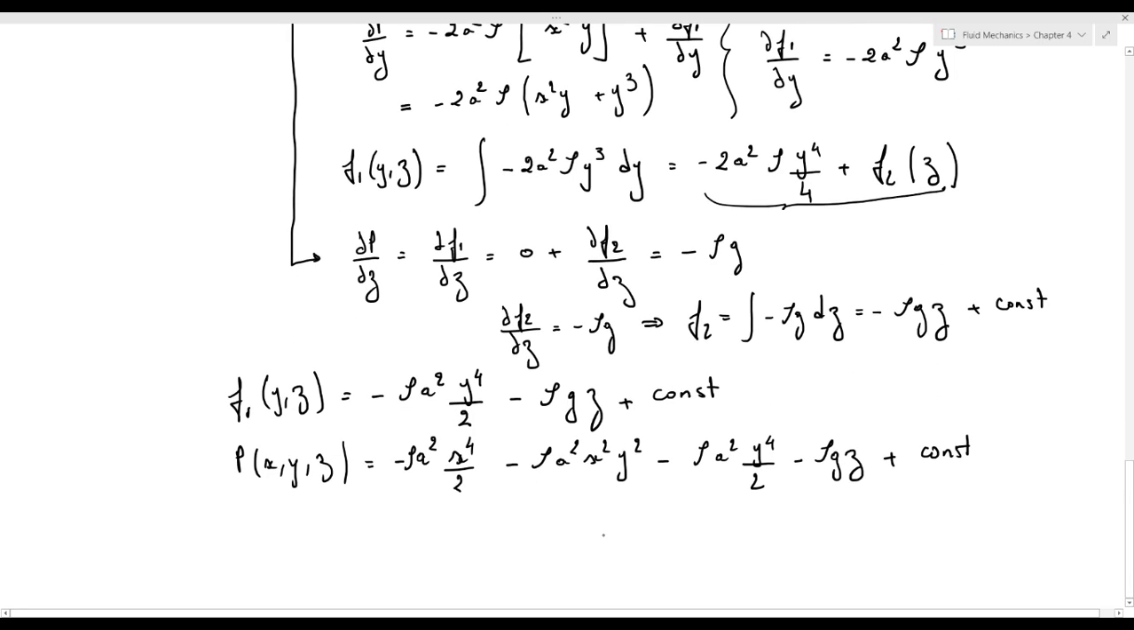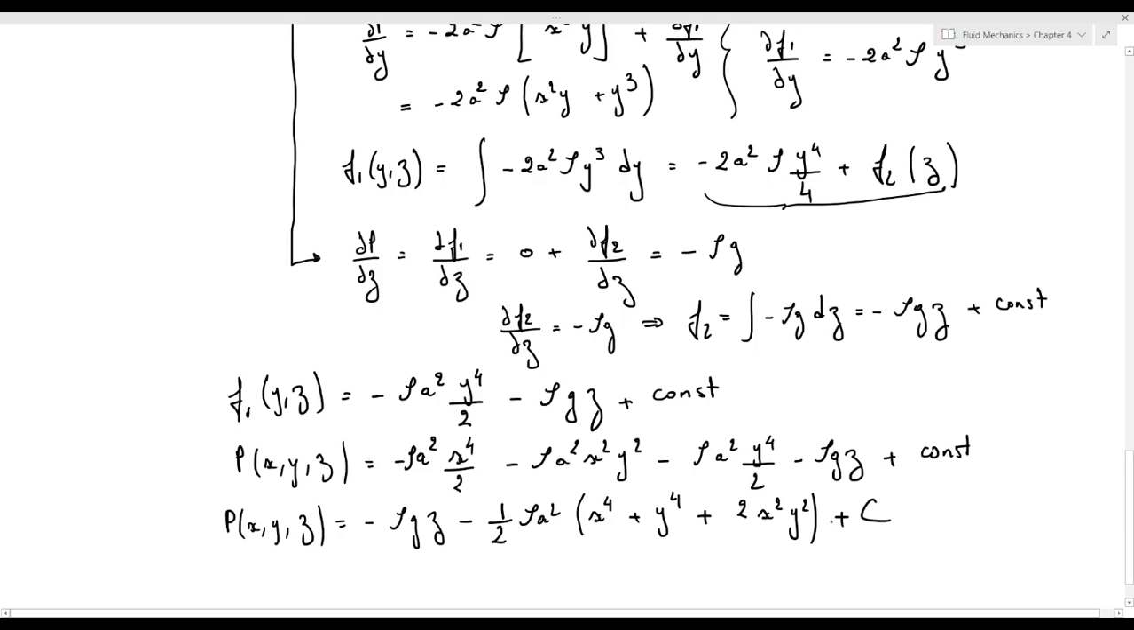Now we can rewrite this expression and take common factors. So let's first put minus ρgz and minus half ρa² as common factors. So we will obtain x⁴ plus y⁴ plus 2x²y² plus the constant c.